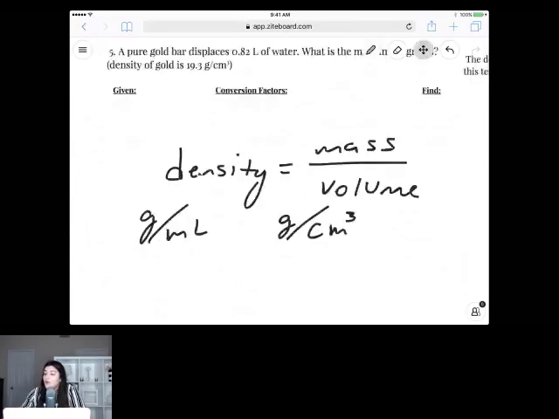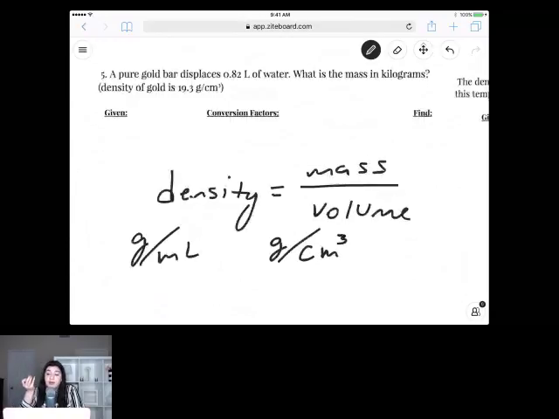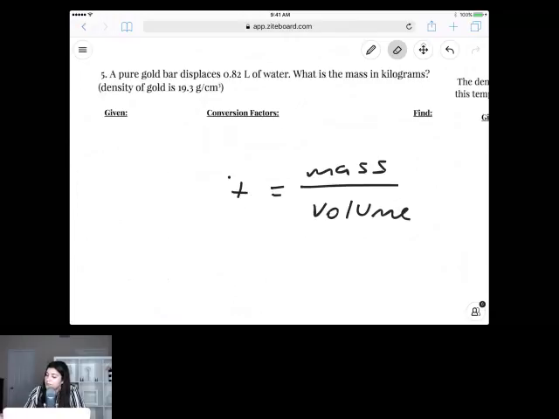Now, you're not always going to be solving for density. It depends on what the question's asking. A lot of times you actually use density as a conversion factor. The reason for this is because density, as you see, has two completely different units, and we know conversion factors have two different units. Okay, so in our case, we will be using density as a conversion factor. So let's start from the beginning. Let's find our given, conversion factors, and what we are finding, as we do every time.